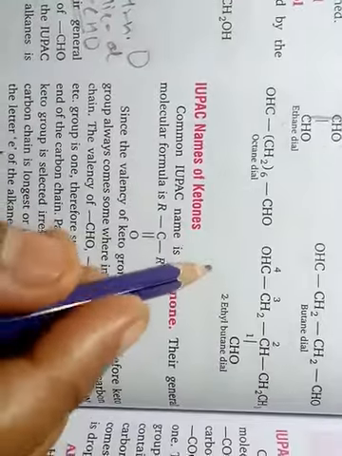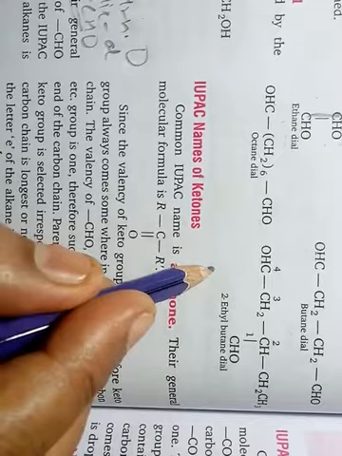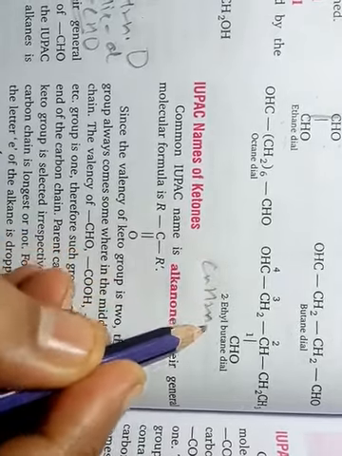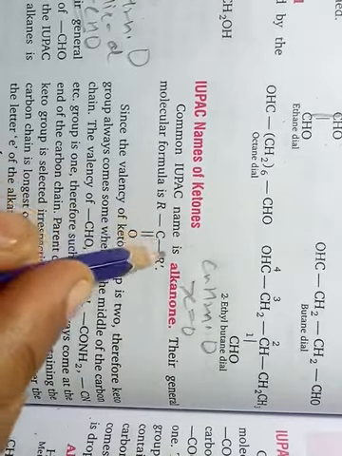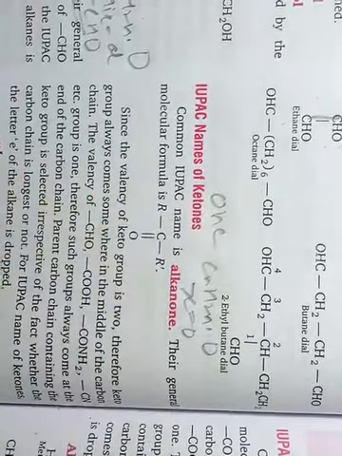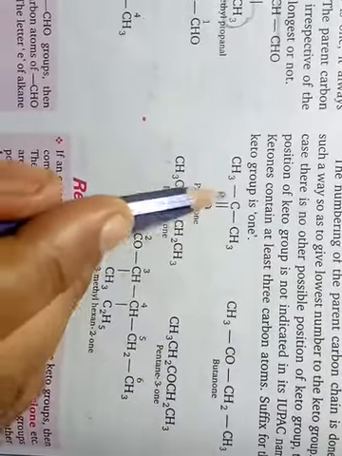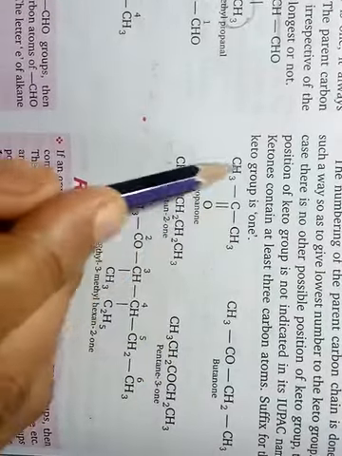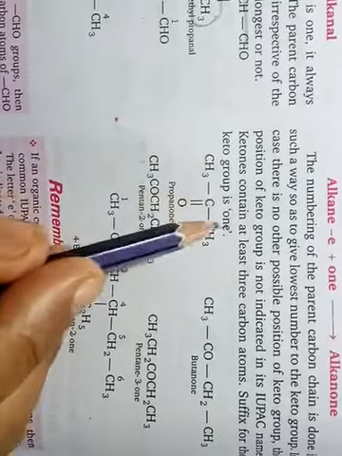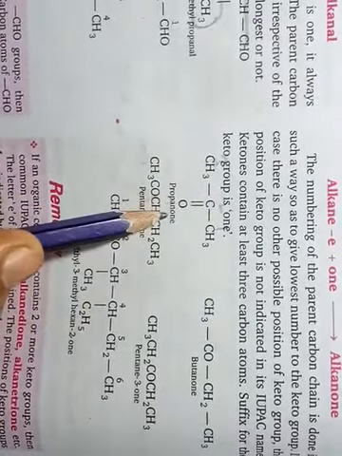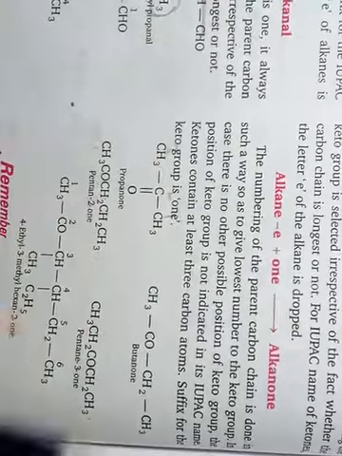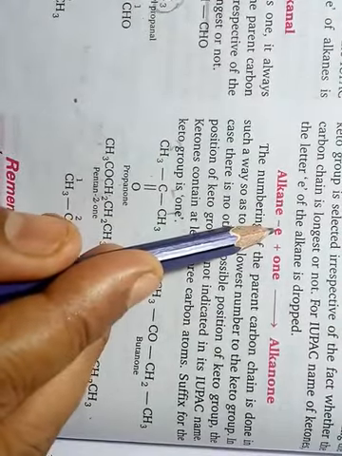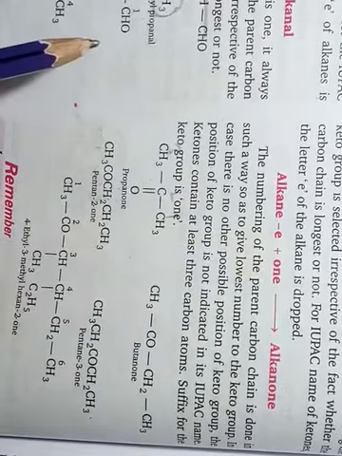Ketones have the same general formula as aldehydes, CnH2nO. The functional group of ketones is the carbonyl group CO, and the suffix is -one. Okay, students. This is an example of a ketone, the first member of the ketone family: 1, 2, 3, propanone or propan-2-one. Here also the E of the alkane will be excluded and -one will be added.